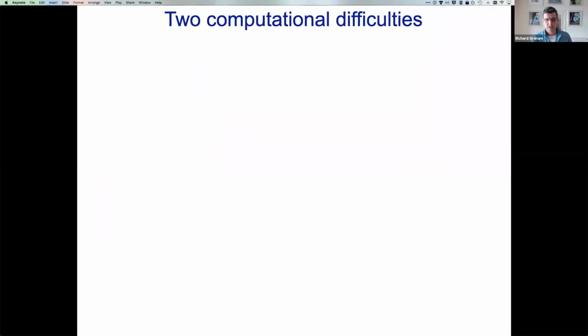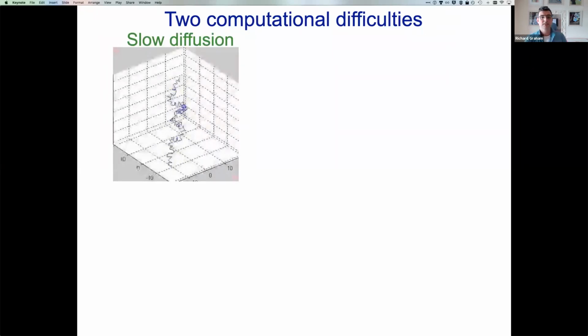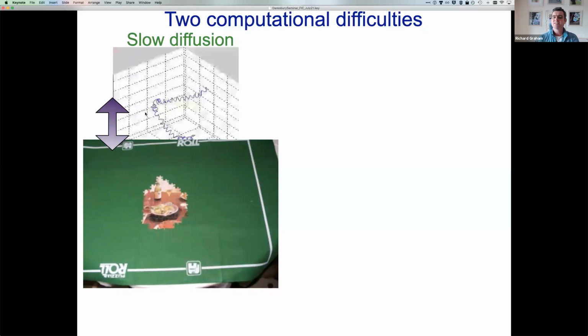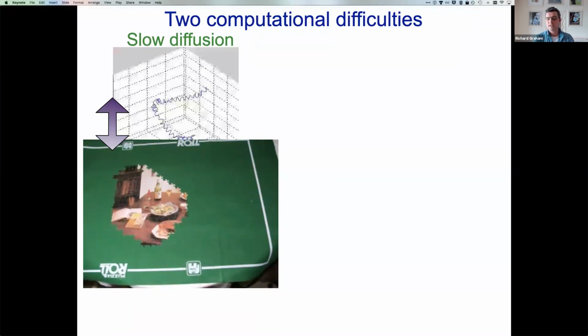Okay, so nucleation in polymers presents two specific and quite different computational difficulties. So the first difficulty is that polymers are slow. We're interested in big, long polymers. They're large molecules. It takes them a long time to move and to relax. So we have this sort of classic problem of slow diffusion, which I'm sort of trying to show here in this movie. And in some sense, that's analogous to trying to complete a really large jigsaw.